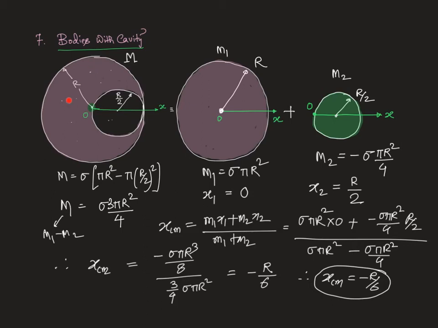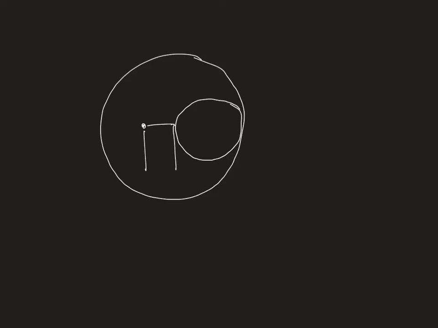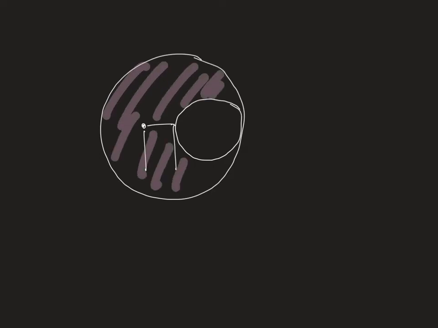So that means for this body the center of mass is located here, so I'll draw a new diagram here. So for this disc with the cavity, the center of mass is located here, this part is matter, so that distance of the center of mass is equal to r by 6.